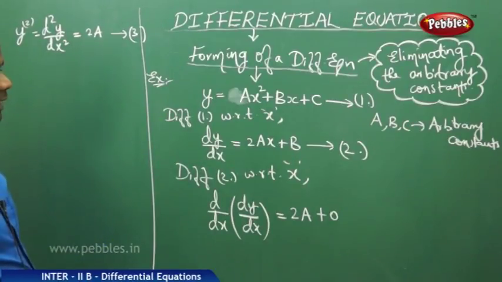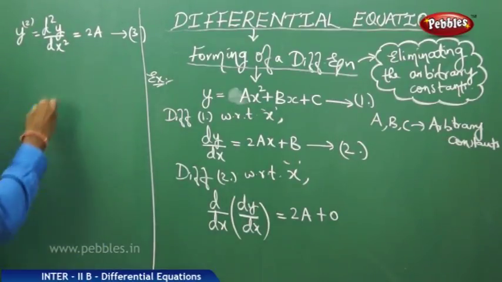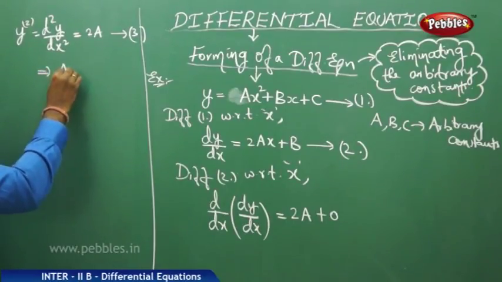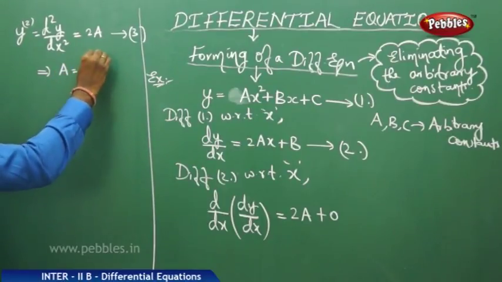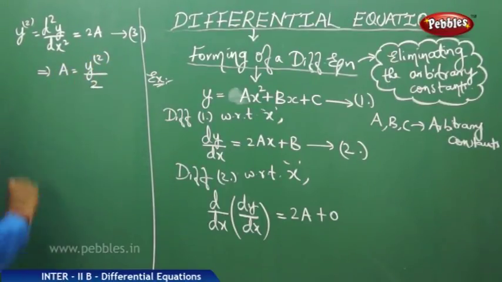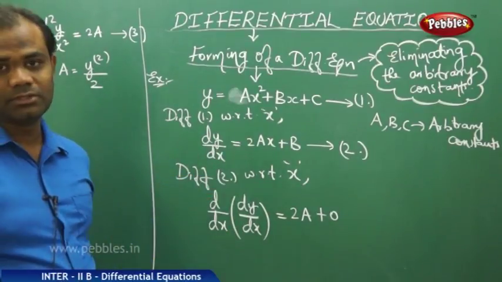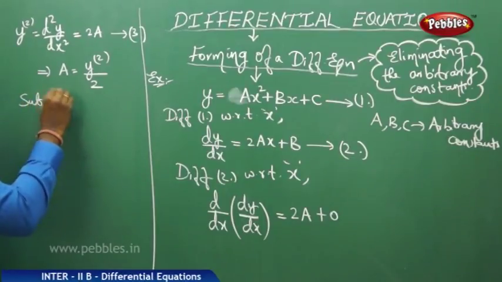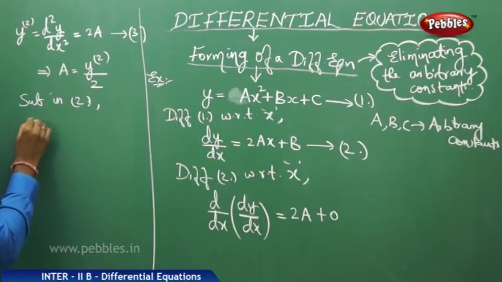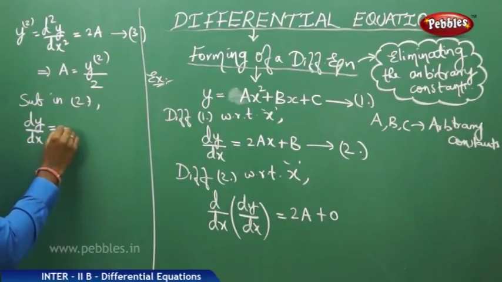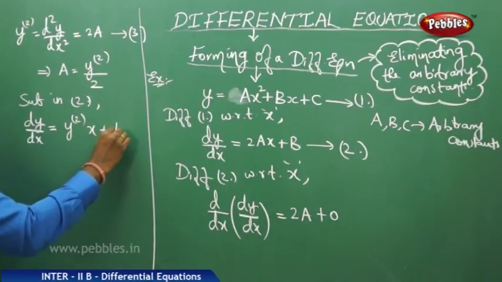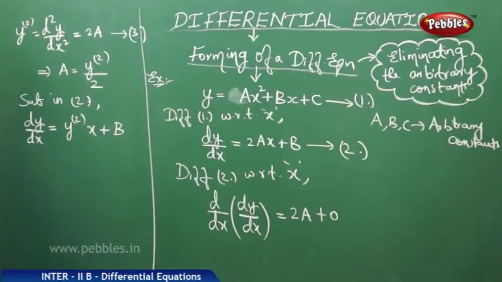Now next, I would like to find the value of a from this equation. That implies a is the second derivative divided by 2, which I substitute in equation 2. Substituting in 2, we get dy by dx equals 2a, that is this times x plus b, when we simplify.